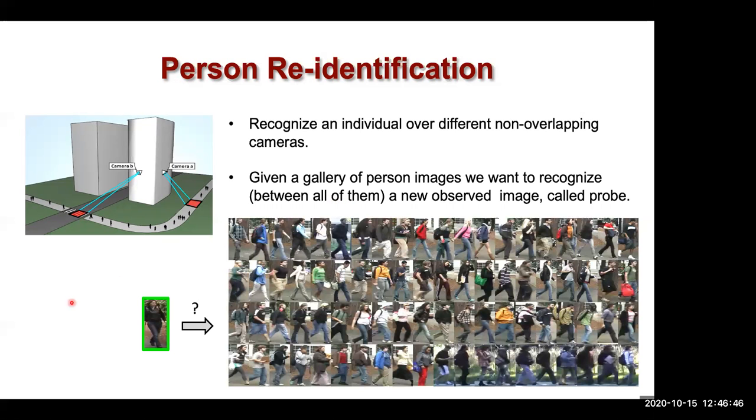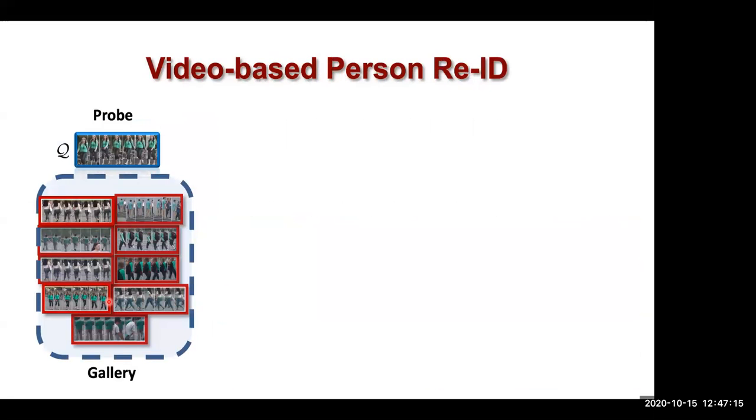This is an example of how difficult the problem is. Suppose this person here is captured by camera B, and these are all the persons captured by camera A. The problem is to find this person here, despite variations in motion and in appearance. And it turns out that this is the person. So it's a very challenging problem with, as I said before, applications in several areas, including, of course, video surveillance.